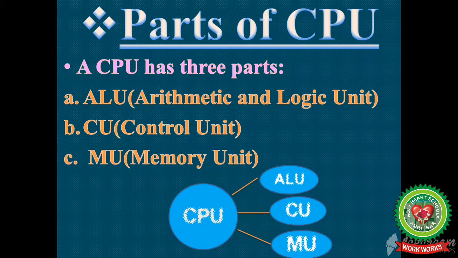Next part of CPU we have CU, that is control unit. Control unit works like a traffic policeman and tells other parts of computer what to do. Next part we have MU, that is memory unit. It stores data and information.